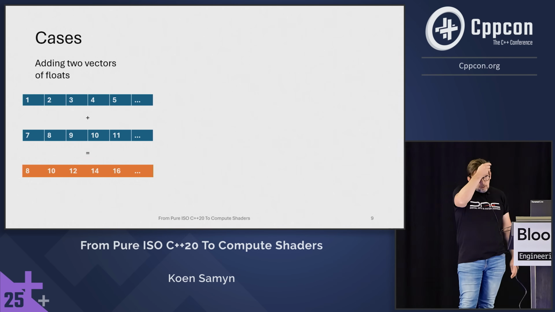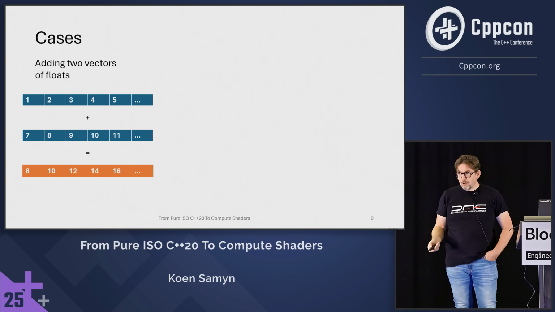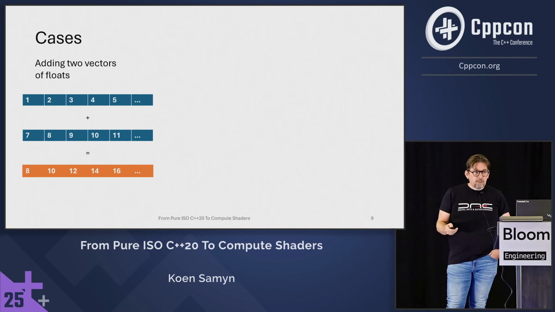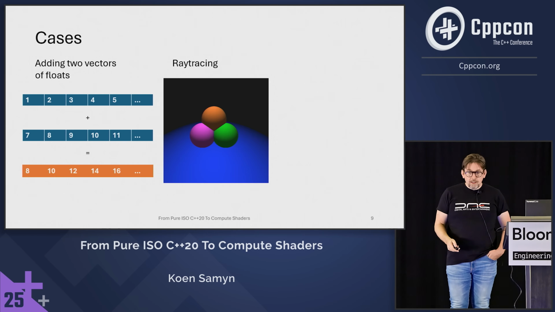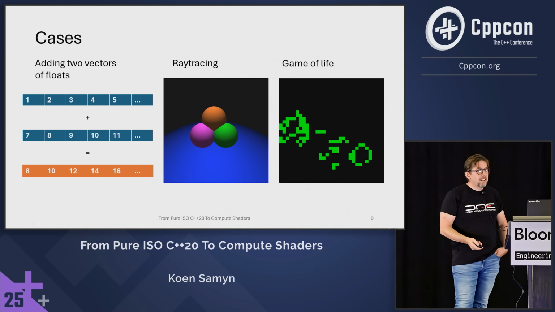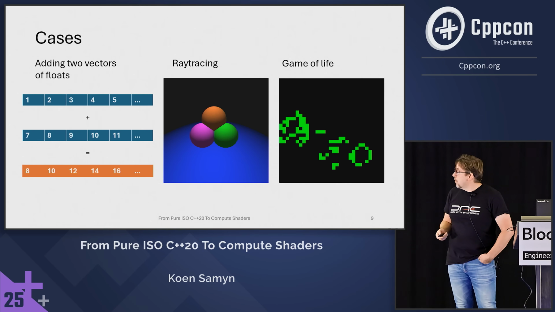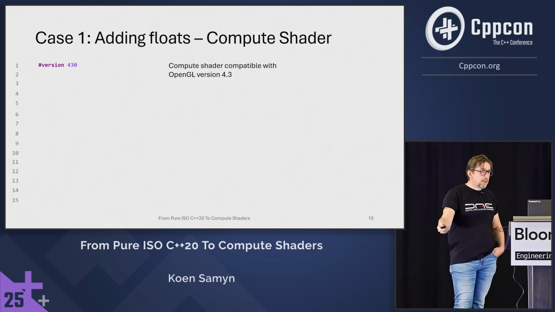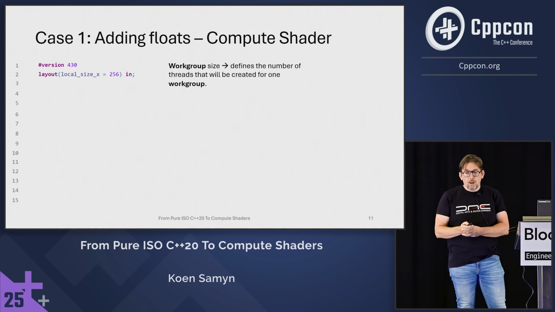So going to generate what's called in game development a couple of vertical slices of some cases that I want to support. First, a very simple one, just adding 2 vectors of floats. Then some ray tracing, always popular with the students. And then the game of life, which I have fond memories of as a compute shader. So let's start with what are we working towards. What does a compute shader look like?